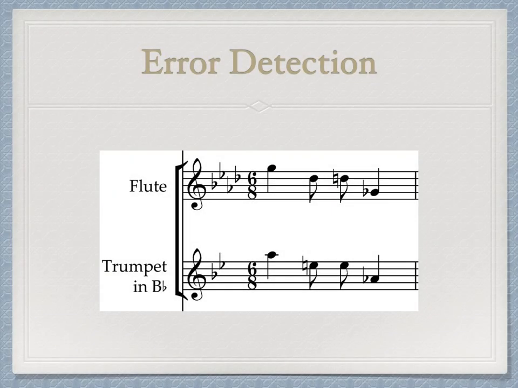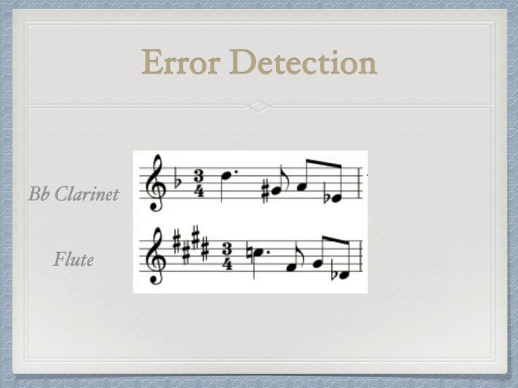How about a little error detection practice? There's one error in this transposition from the flute line to the trumpet line. Can you find it? Pause the video and take your time. You should have found this E natural, which should be E flat. The E natural shouldn't come until the next pitch if we want to preserve the intervals and contour.